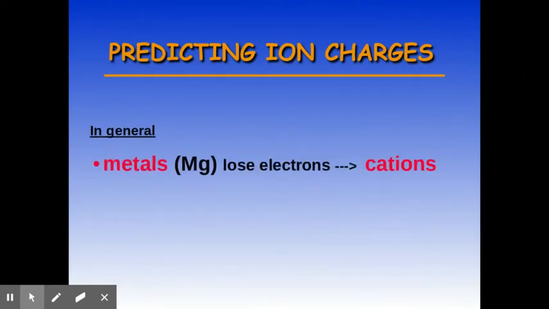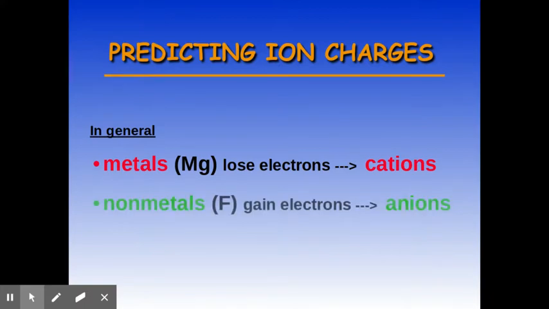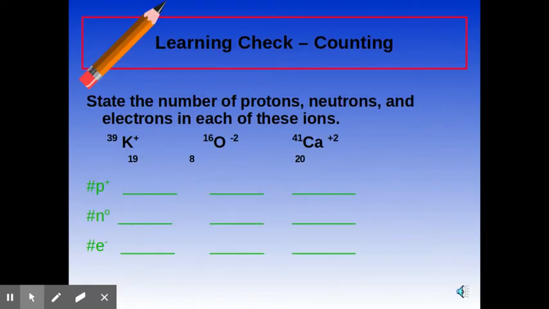Predicting ionic charges. In general, metals are going to lose electrons and become cations. We'll talk more about why later. Nonmetals tend to like to gain electrons and become anions. All right, here we go. Pause this, see if you can figure these out, and then we'll go over it together.